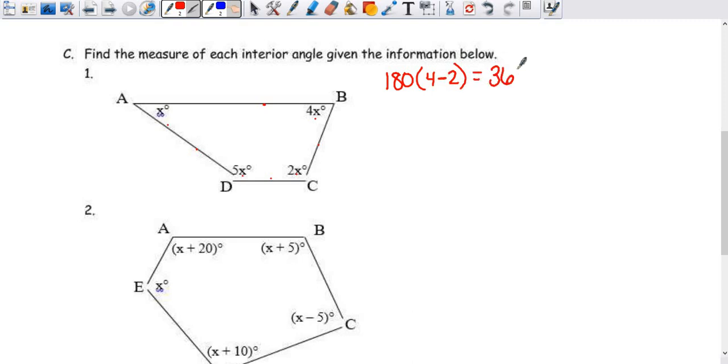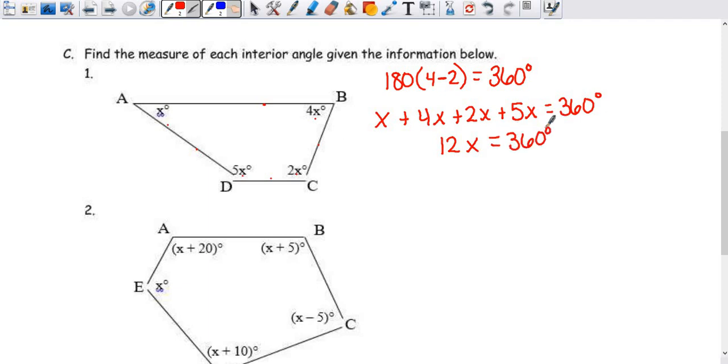So I know this figure should have 360 total degrees on the interior. So then I just do x plus 4x plus 2x plus 5x equals 360 degrees, okay? Now if we combine like terms, we have 12 total x's equal to 360 degrees, all right? And then we get that x is 30 when we divide by 12. So then it asks for the measure of each interior angle, so we have to plug it back in. So this one right here ends up just being 30.